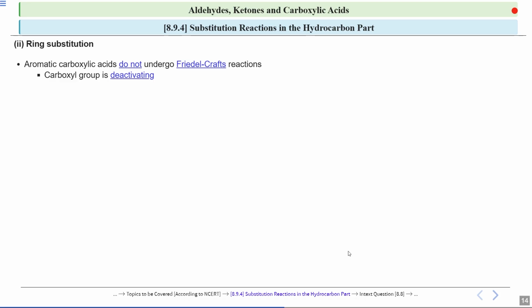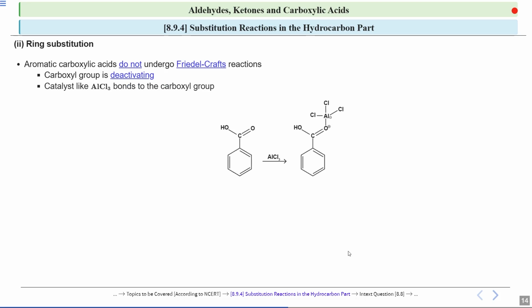This group is a deactivating group. That means it pulls the electron density away from the ring. As a result, it makes the ring less reactive towards substitution reactions. And another factor is the catalyst which is used in the Friedel-Crafts reactions, like aluminium chloride, which is AlCl3. If you see in this diagram, this catalyst, AlCl3, actually bonds to this carboxyl group instead of helping the reaction. See over here how it bonds to this carboxyl group.